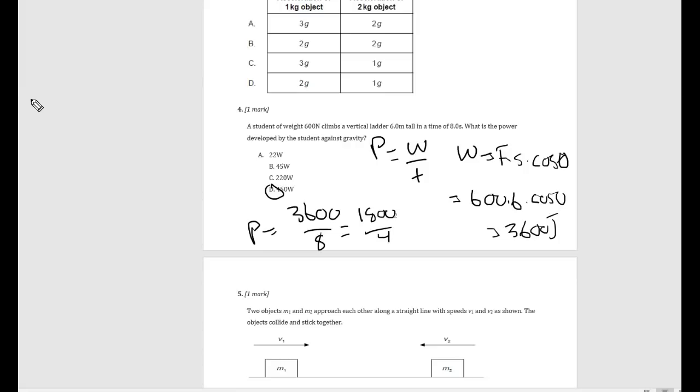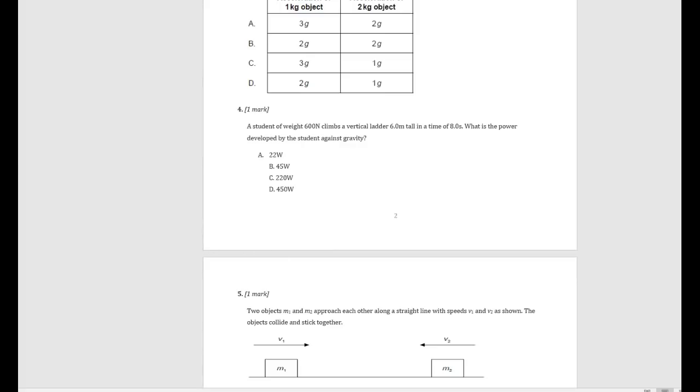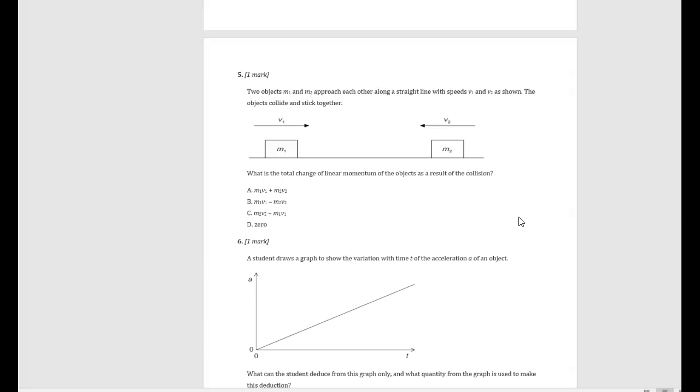And now let's move on. Question 5. Two objects M1 and M2 approach each other along a straight line with speeds V1 and V2 as shown. The objects collide and stick together. What is the total change of linear momentum of the objects as a result of the collision?